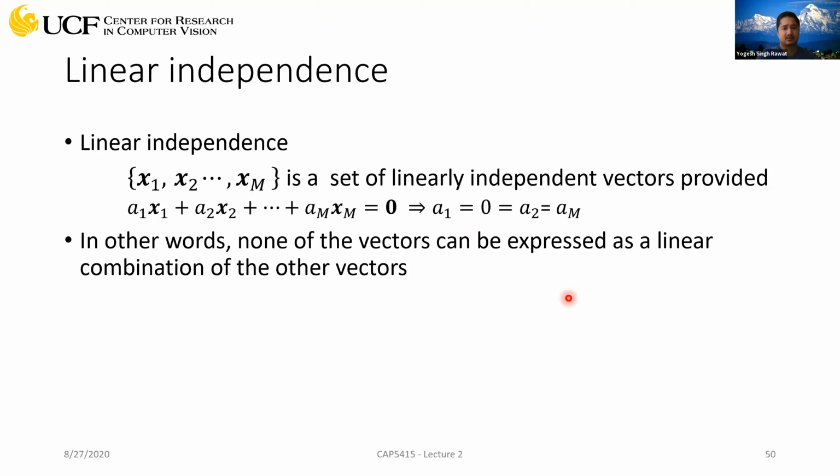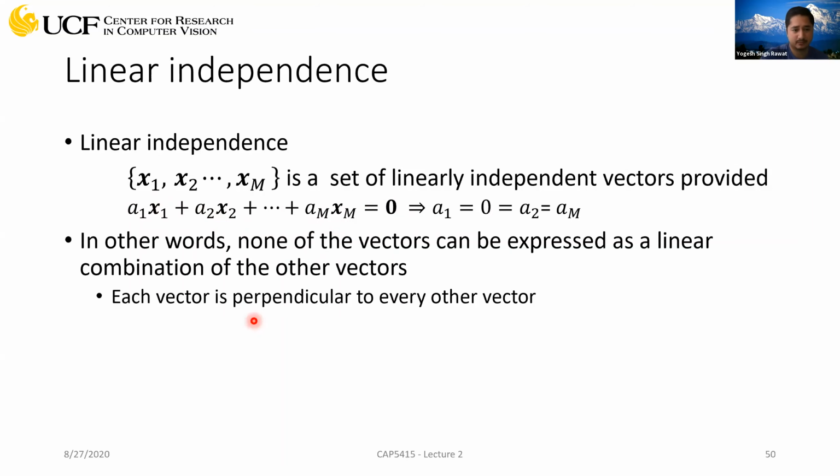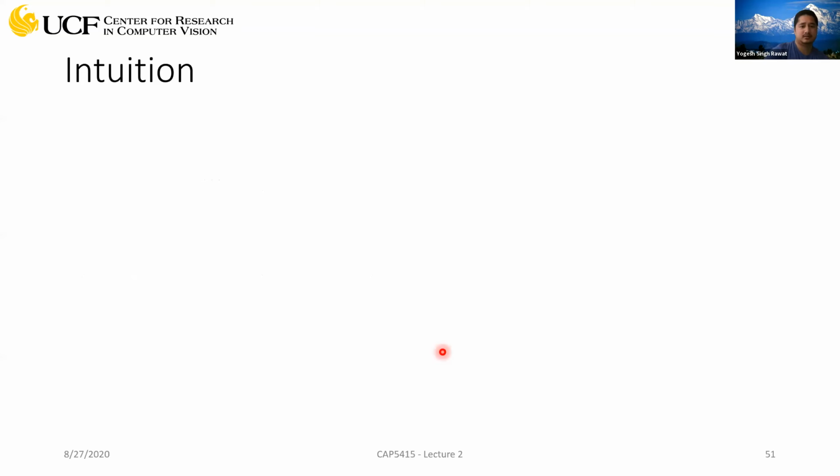I will give you some intuition as well why we call this linear independence. If you take any of these vectors, you cannot represent that vector using any linear combination of the rest of the vectors. So that's another view. For example, if you have a Cartesian coordinate system where all the axes are perpendicular to each other, they are linearly independent, because you cannot represent one axis using the other.